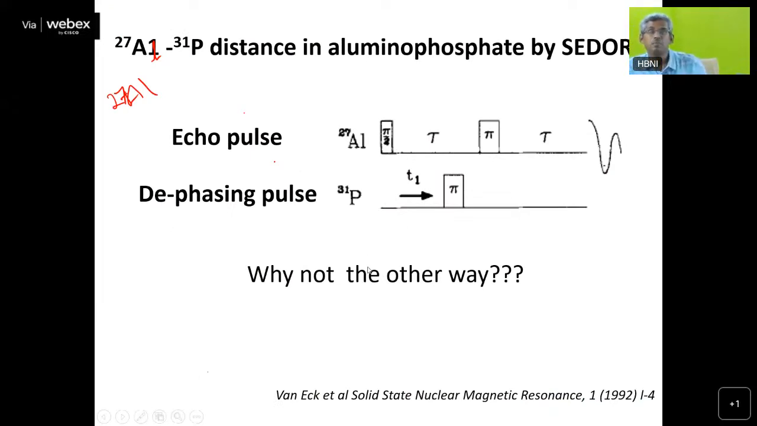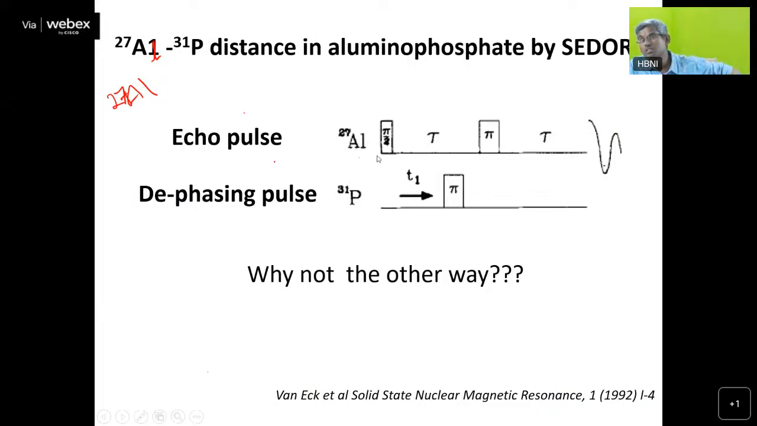Then why don't we do the other thing, reverse? Echo pulse on phosphorus 31 and dephasing pulse on aluminium 27. That also can be done. I don't think there is any problem. But the main difficulty we may face is that aluminium is a quadrupolar nucleus. Aluminium is called a quadrupolar nucleus.